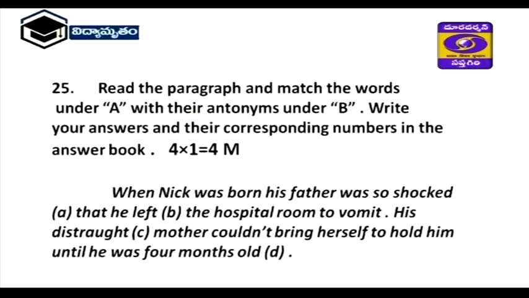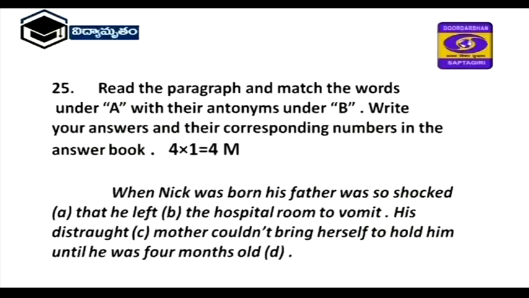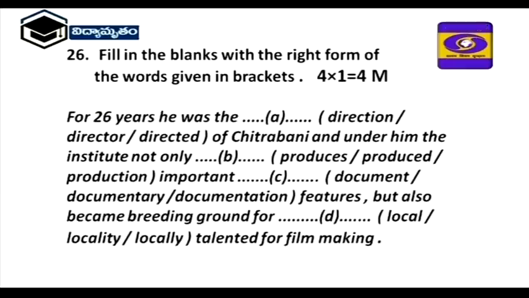See here, it is given: shocked, left, distraught and old under column A, and B has pleased, confident, dependent, young, stayed, doubtful. So you have to go attempting the correct antonyms. You have to find the correct antonyms from the given words under column B, and put the numbers against each of that. Then you can write it in your answer booklet. Next comes question number 26.